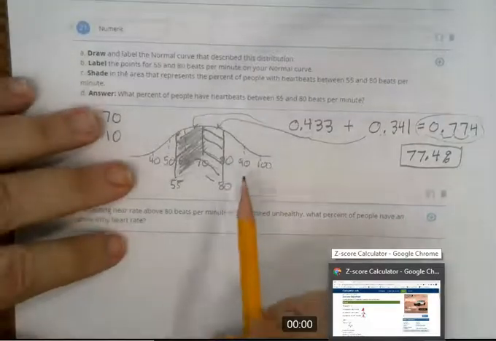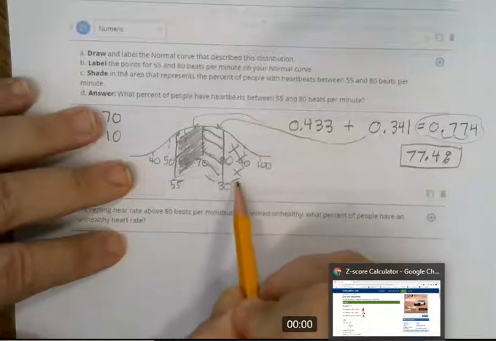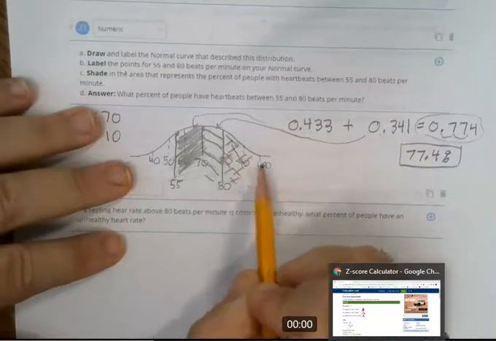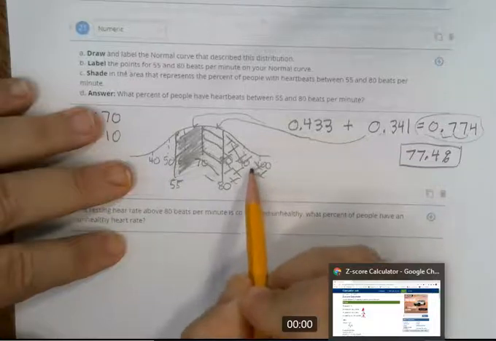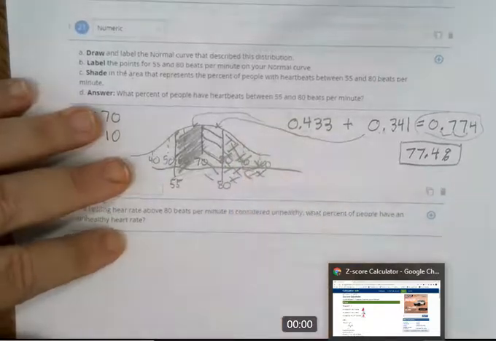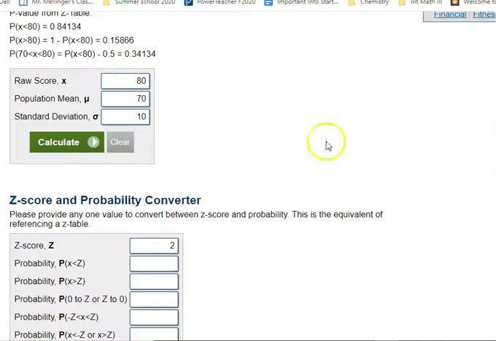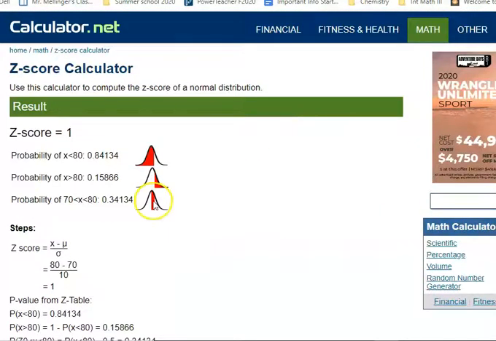That's going to be, I'm going to just put little X's here. Everything to the right of the 80 line. Okay, so everything over in this area here to the right of the 80, that's unhealthy. So we'll go back to the calculator, and we are already set up for 80, but we want to look at a different graph this time. This time we want to look at this middle graph, the one where the red is to the right of 80. That's heartbeat greater than 80, and that's 0.159 if I round it up.